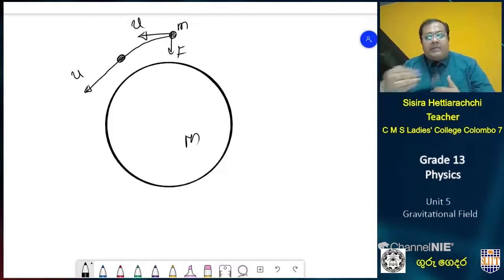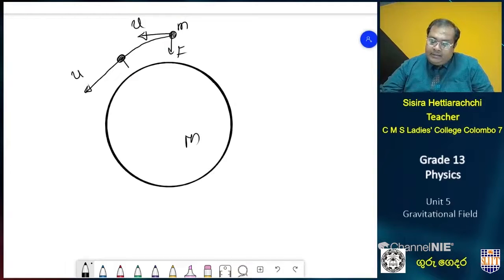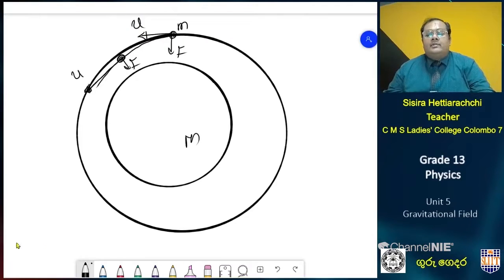It tries to go away from the Earth again. Again, you can see it experiences gravitational force. Therefore, it keeps on traveling along a circular path. Always, it has to bend towards the center of the planet or whatever the object. Then it tries to go this way. Due to the gravitational attraction, it bends. Then you can see it travels along this kind of circular path.